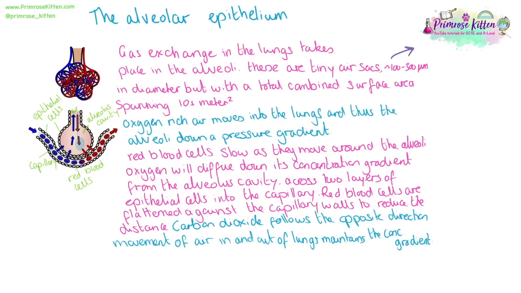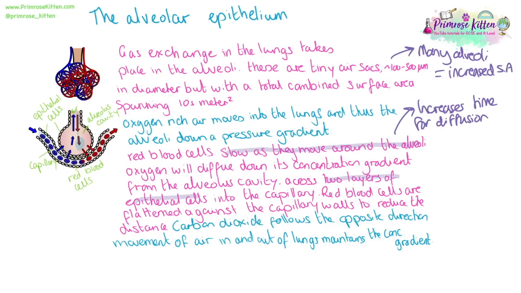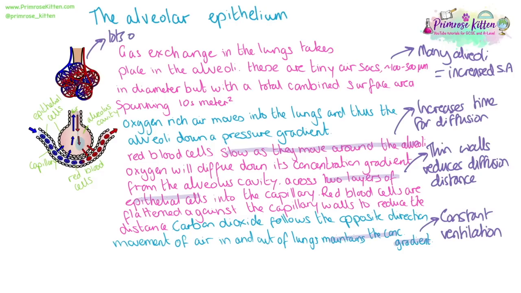We need to think about our three factors that are adaptations to efficient gas exchange for the lungs as well. So many alveoli is the reason that we have this large surface area. The narrowness of capillaries, and the fact that they cause blood cells to slow down as they move around the alveoli, increases the diffusion time. The thin walls of both the capillaries and the alveoli, which means we only have to go through two layers of epithelial cells, one cell layer for each, reduces the diffusion distance. The constant ventilation of air in and out of the lungs maintains the concentration gradient, but also the alveoli having lots of capillaries providing a good blood supply also maintains the concentration gradient.